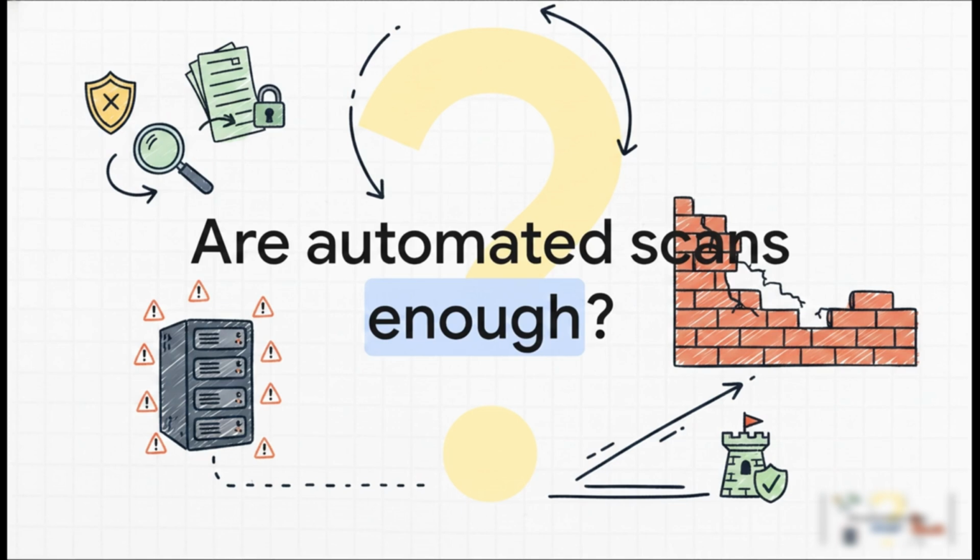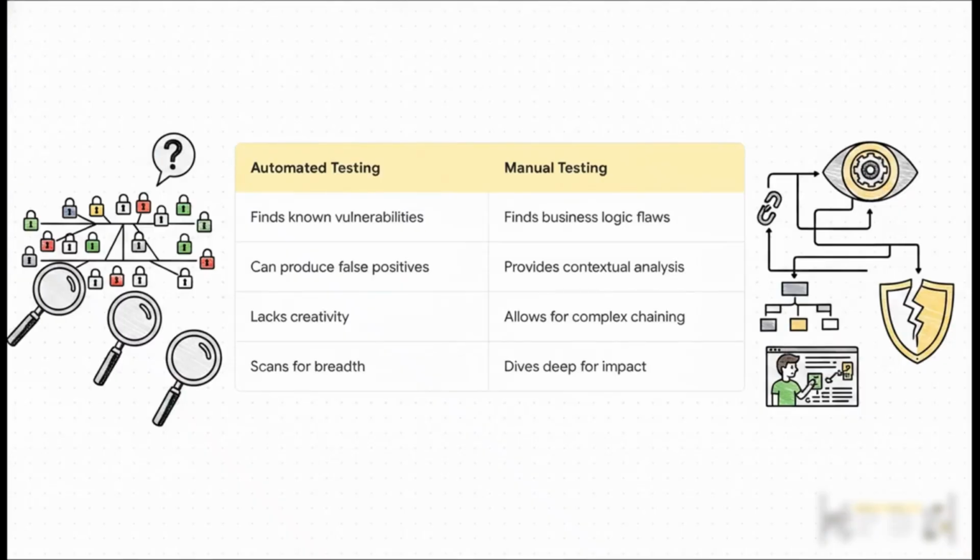You see, a lot of organizations run these automated vulnerability scans. They get a nice report with a list of issues and they think, great, we're done. But is that really enough to be secure? This table really shows the huge difference. Automated tools, they're like a security guard checking 1,000 doors to see if any are unlocked. They're fast, they cover a lot of ground.